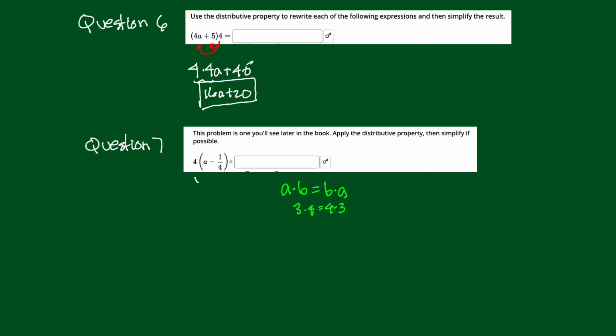So, but what we've got now is 4 times, let's distribute the 4 in. 4 times the A minus 4 times the 1/4. So I'm going to have 4 times that A minus 4 times 1/4. Now the 4A, I can't do anything with that, but I can do here 4 times 1/4. Well, 4 times 1/4 is 1.